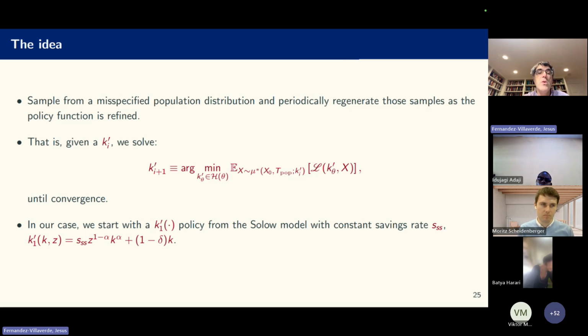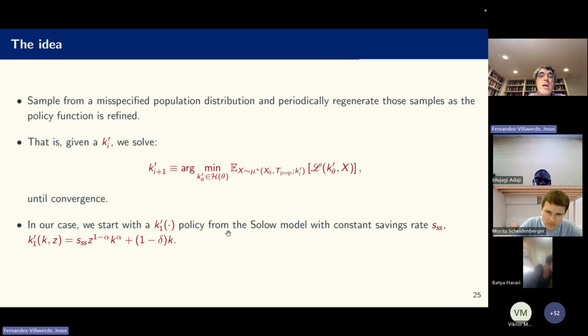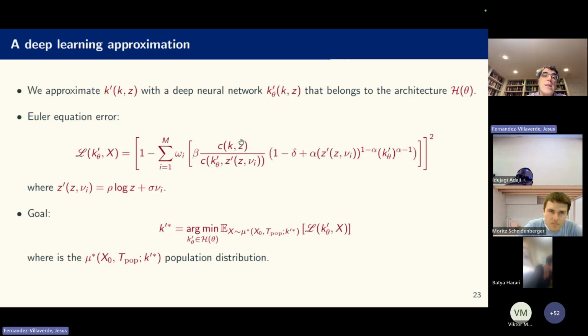And this is what the contribution of my papers has been. We are going to sample from a misspecified population distribution. Remember, we don't know this distribution. This distribution is an endogenous object itself. But what we can do is the following. I start with some assumption about that distribution, and I sample from it. And I periodically generate new sample points using the new function that I have estimated or that I have solved.